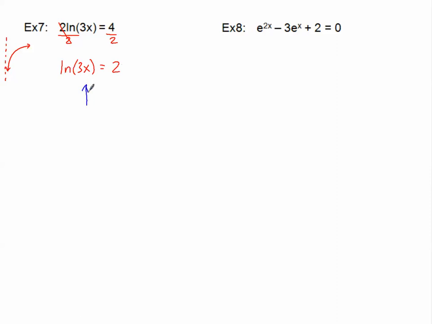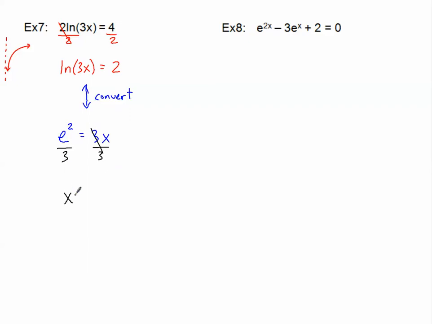So what I'm going to do is I'm going to convert. We practiced plenty of times converting out of logarithmic and into exponential. I do need to know what the base is, and we know that there's a little e hiding here. So I'm going to say that the base e raised to the second power is equal to this number 3x. That's just a simple conversion. And that's a whole lot easier to solve, I think.